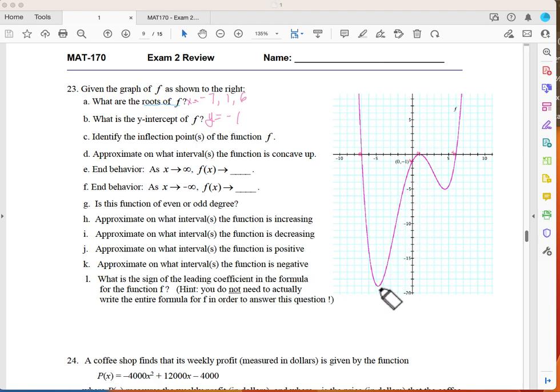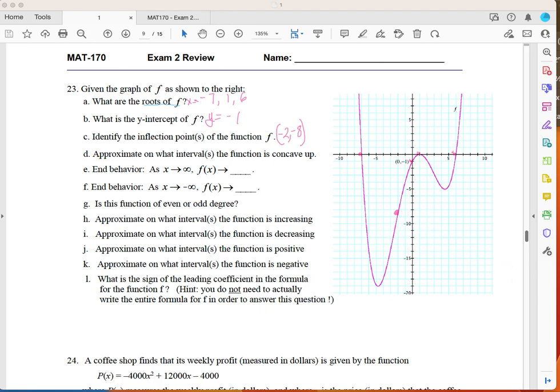Between this one, looks like, where's the inflection point going to be, about there. We'll call that negative 1, negative 2. Identify the inflection points. So that's going to be an x value of negative 2. And that looks like it will be about negative 8. And again, when we get to calculus, there's actually ways to calculate that.